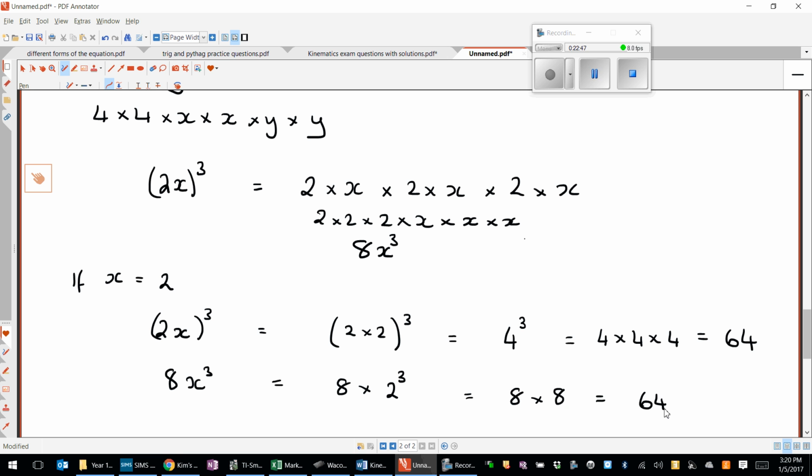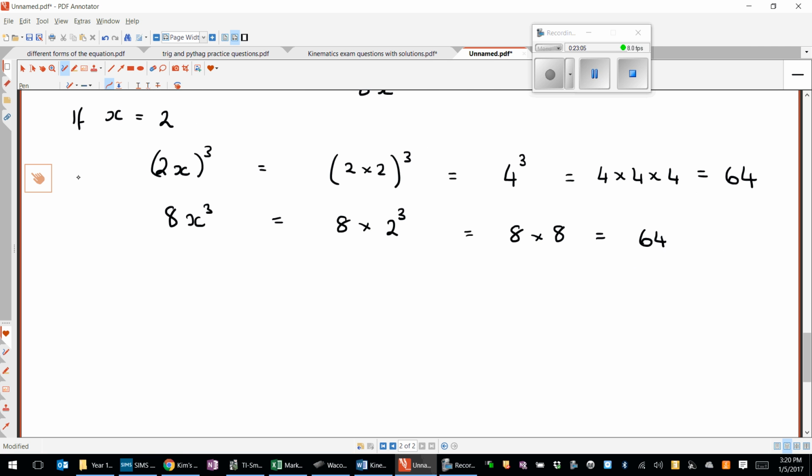I didn't realize that x equals 2. x could be any number, but you would still get the same result. So, for instance, if I pick a different one, let's make it harder for you.